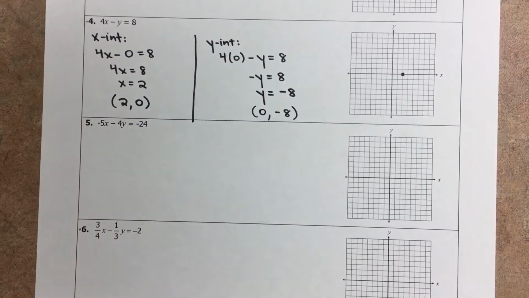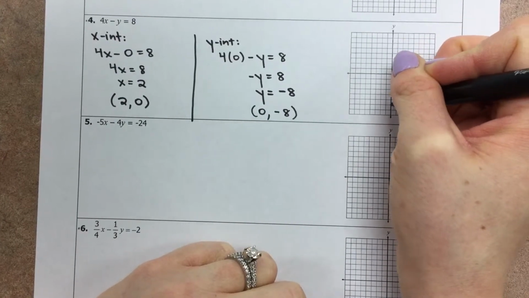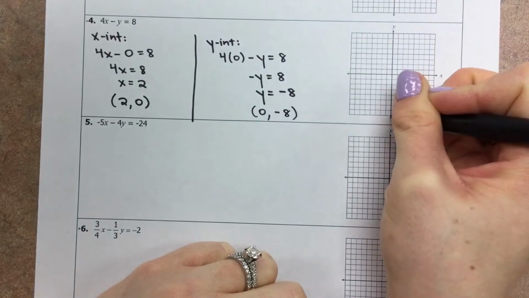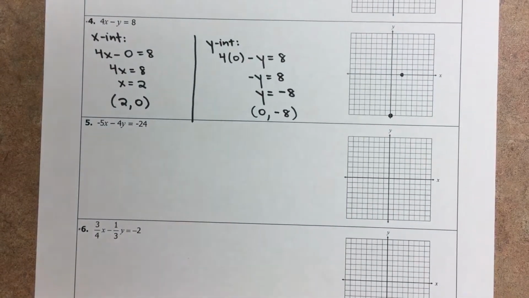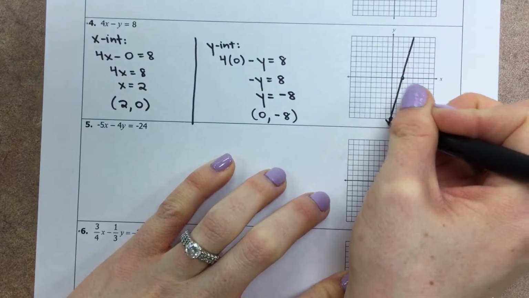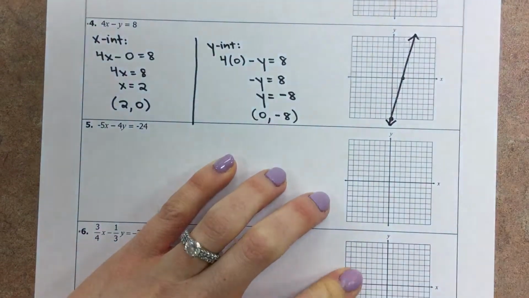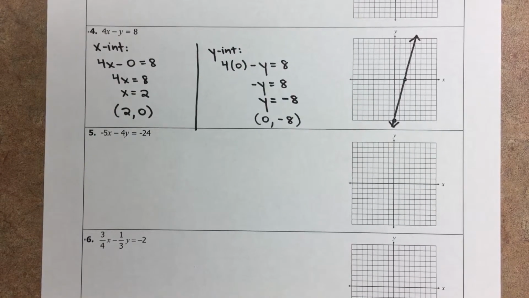So I can plot that point. So on the y-axis, I go down 1, 2, 3, 4, 5, 6, 7, 8. Looks like all the way down at the ends there. So that's a -8. So really all I need is 2 points. And so I just connect the dots all the way through the coordinate system, arrows on both ends, and that's your line. Positive slope, pretty steep.